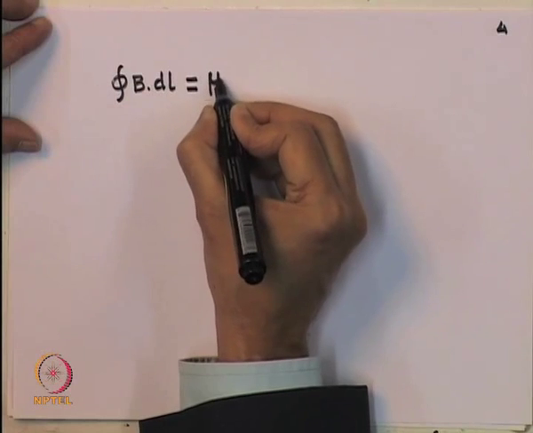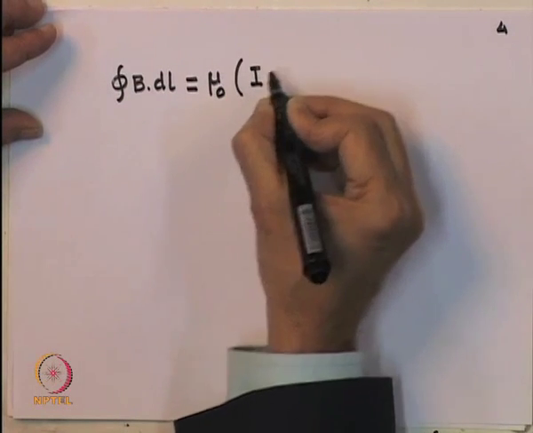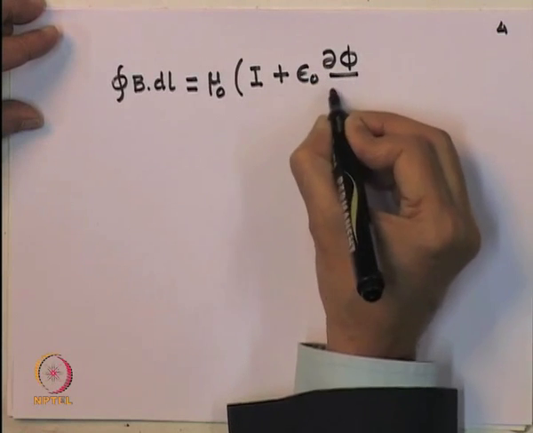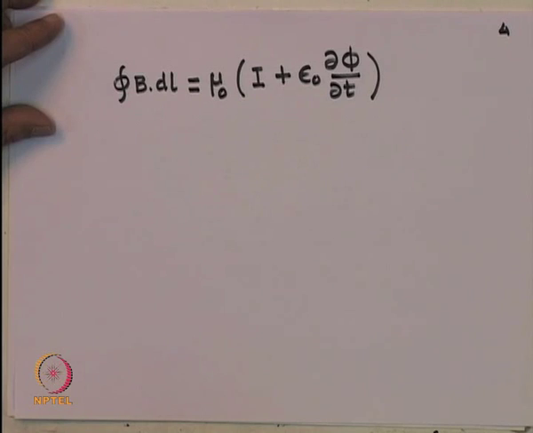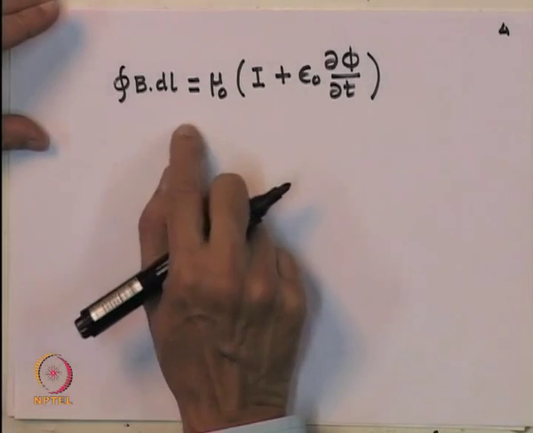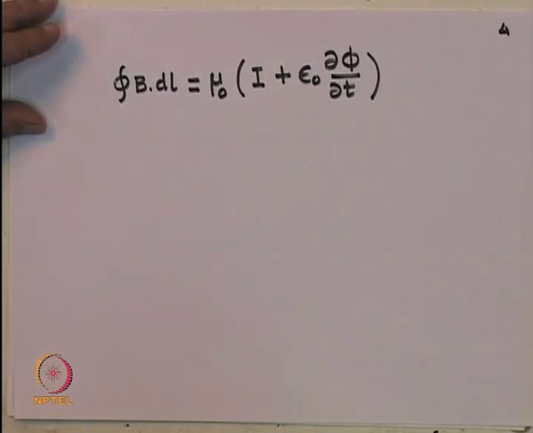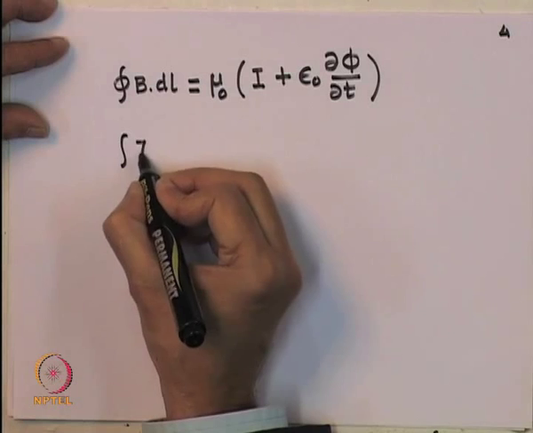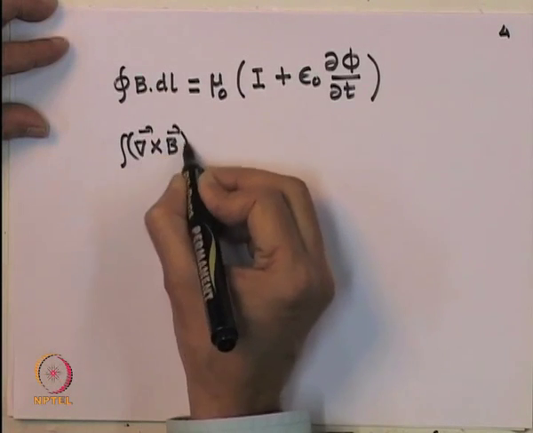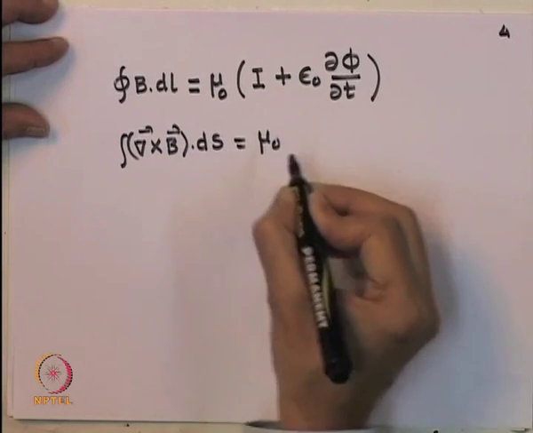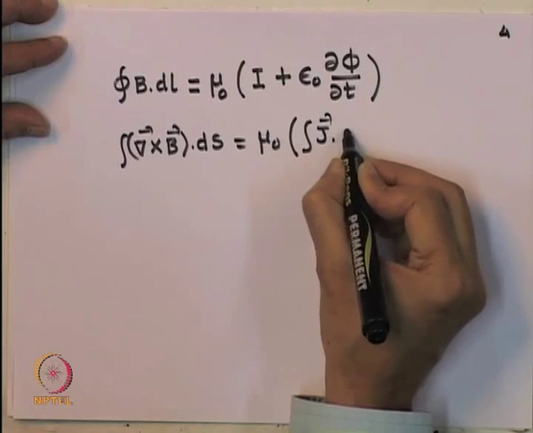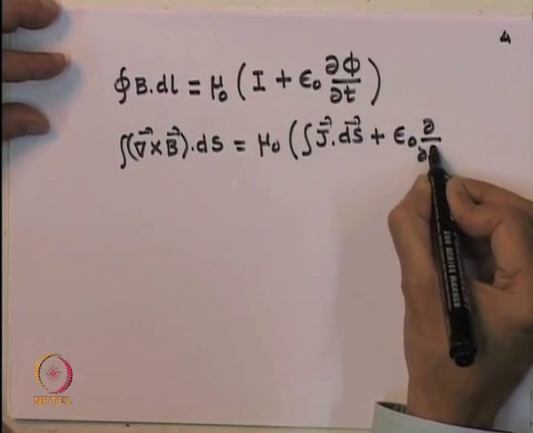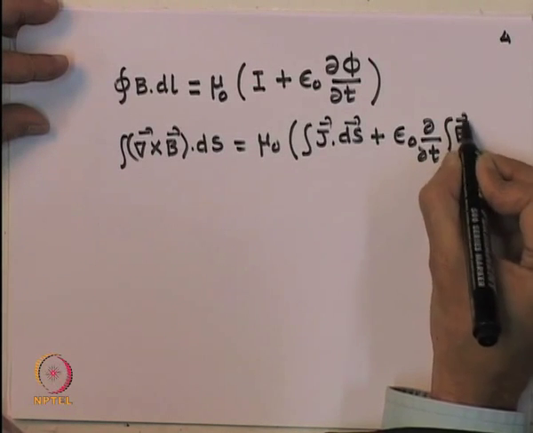Rewrite the integral of B dot dl now, which was equal to mu 0 times I, and plus I am now adding epsilon 0 d phi by dt. I could of course convert this through the usual way of converting to differential form, that is write the integral of B dot dl as integral of del cross B dot dS. So, I get del cross B dot dS, and on that side I have current which is of course J dot dS plus epsilon 0 d by dt of the flux, which is electric field dotted with dS.